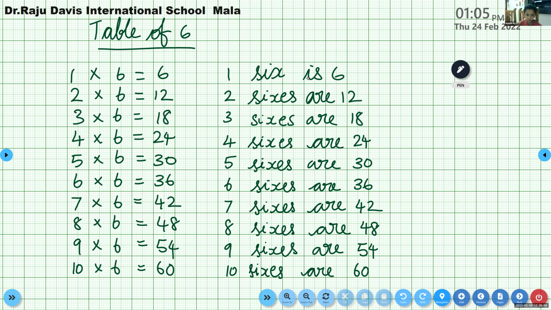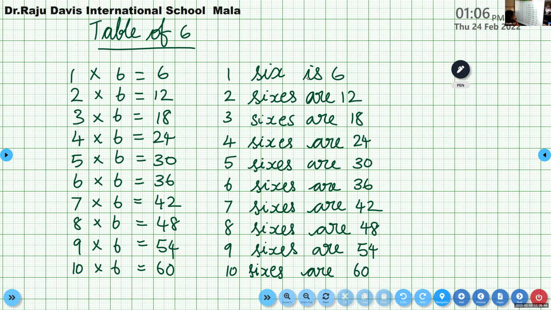Thank you, ma'am. Read the table of 6. 1 into 6, 6. 2 into 6, 12. 3 into 6, 18. 4 into 6, 24. 5 into 6, 30. 6 into 6, 36. 7 into 6, 42. 8 into 6, 48. 9 into 6, 54. 10 into 6, 60. Ayan, please start the table.